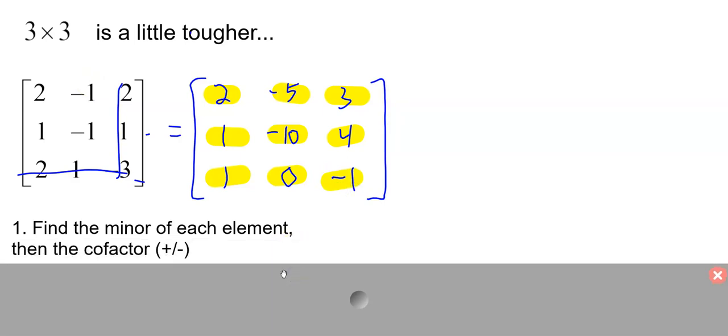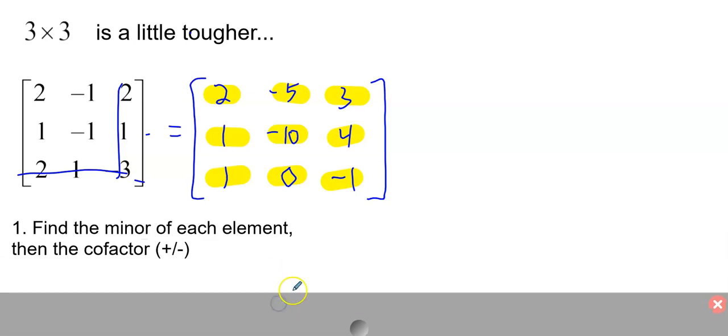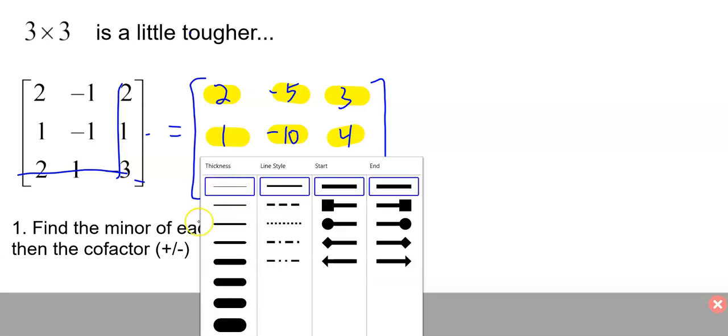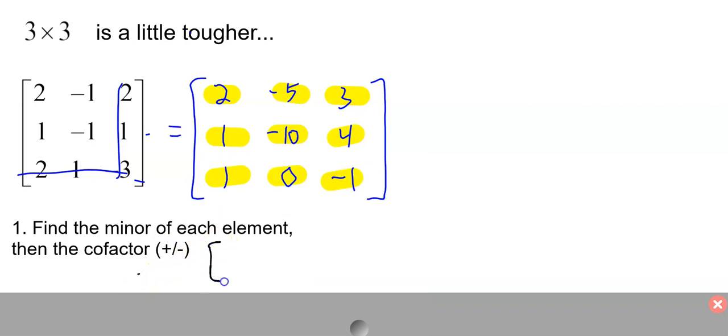Then you find the cofactors. So the cofactor is a certain kind of matrix. So what we're going to do is, if you think about those 9 cells, I think this is true. I'm doing this from memory. We'll see how this works out.